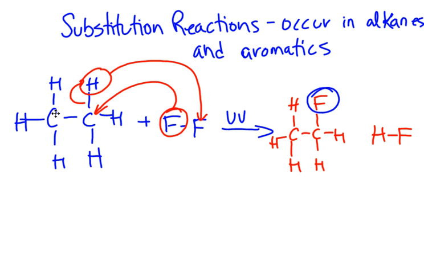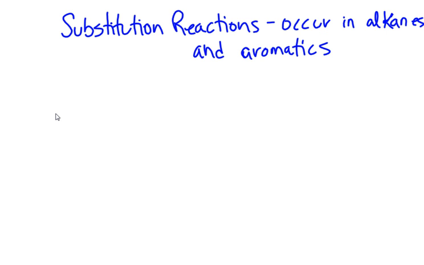Now, this chemical reaction, you can see, is a substitution because we've substituted out a hydrogen and put in a fluorine. The net reaction has all the same atoms at the beginning and at the end.